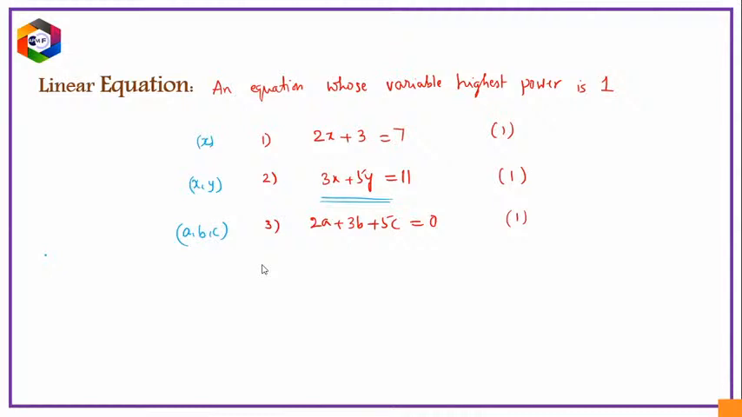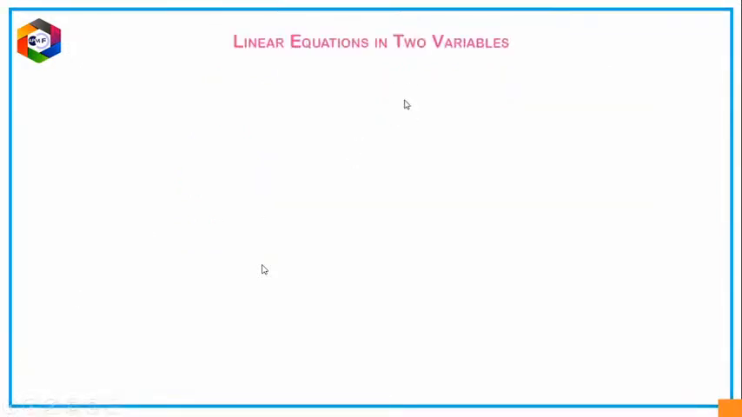Now our chapter deals with only linear equations in two variables. That is, we will talk about the equations in two variables whose highest power is 1. Such linear equations only we are going to discuss in this chapter. I think, children, it is now clear for everyone. Linear equations may be in one variable, two variables, or three variables. In one variable, linear equations are called simple equations.